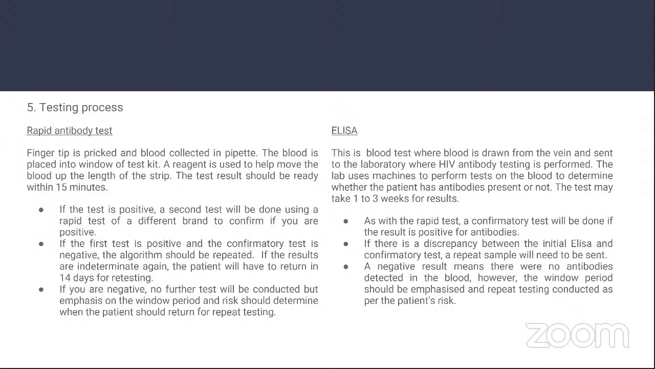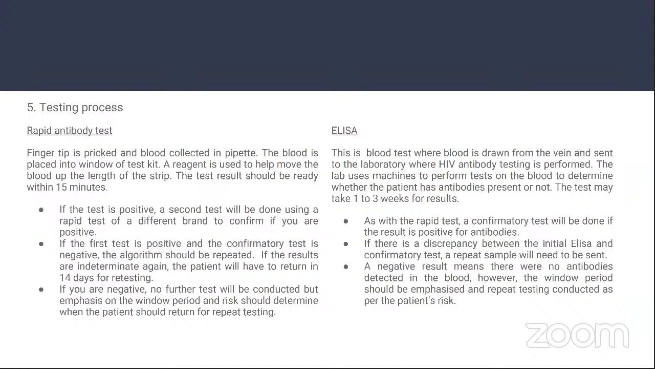Advantages of the rapid antibody test: it's quicker, you'll get your results same day, whereas ELISA might take longer for you to get your results. So here we also want to explain what a positive result means, what a negative result means, and an indeterminate result. A positive test means that the patient has HIV, and a negative test means that the patient does not have HIV. However, we must remember to emphasize the window period, and the risk of the patient needs to be assessed for when they should test again.